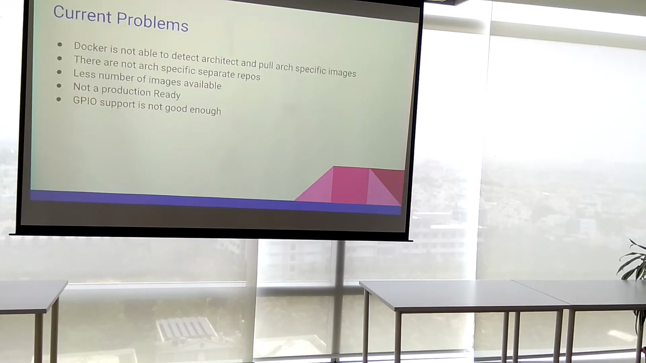So the current problem which I face, since 1 month I am getting my hands dirty with Docker and ARM. I face the problem that if you do docker pull Fedora or docker pull Ubuntu, it will go directly to Docker Hub and pull that image. I think this is the problem that Docker should consider: it should detect the architecture and fetch the images. It's already there.